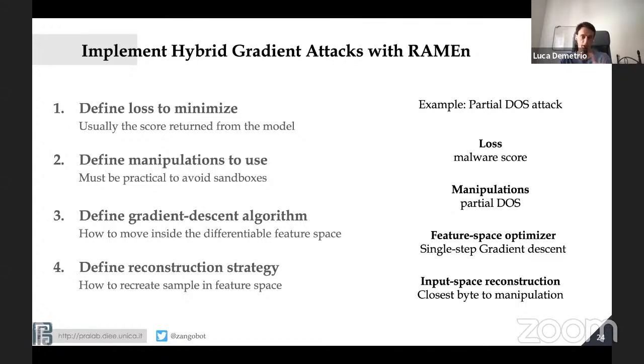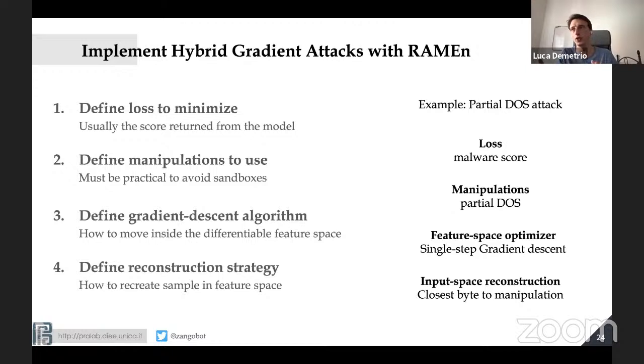So just for giving an example, you want to do the DOS header attack. You fix the loss, that is just the malware score. Then you fix the manipulation, that is the DOS editing of the program. In feature space, you say, okay, I just don't want to use gradient descent. I just want to take just one step in the direction of the gradient. And imagine this attack that encodes the byte in some sort of space. Then for reconstructing, you take a step in this strange space, and then you say, okay, this object, how much is similar to one byte in the input space? And that's how you reconstruct.